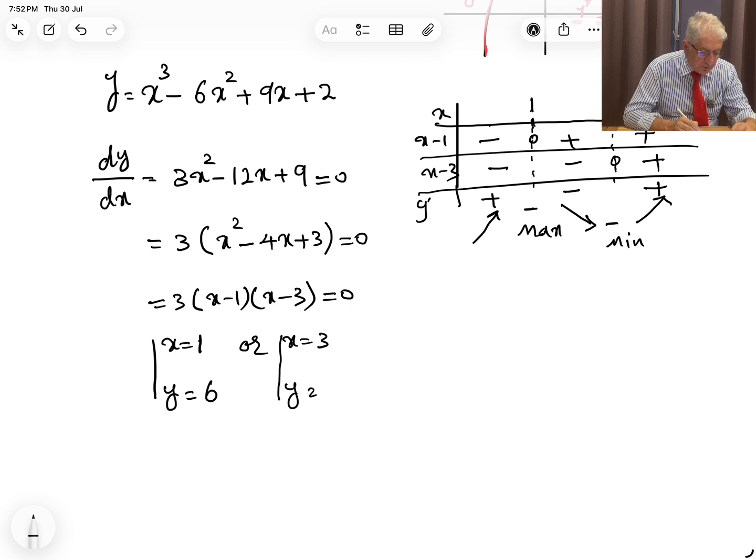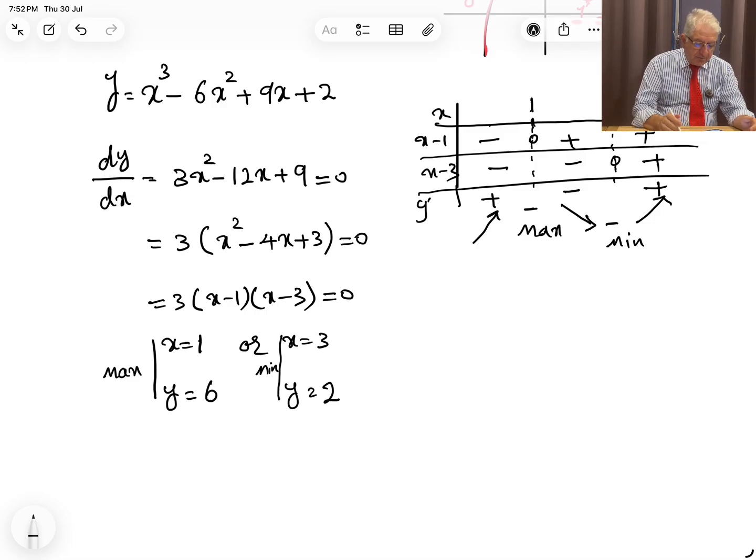The 27 I am having here, therefore this is also negative, so y is equal to minus 2. Okay, therefore, you can see that at x equal to 1, you have got a maximum point, and at x equal to 3, you have got a minimum point.